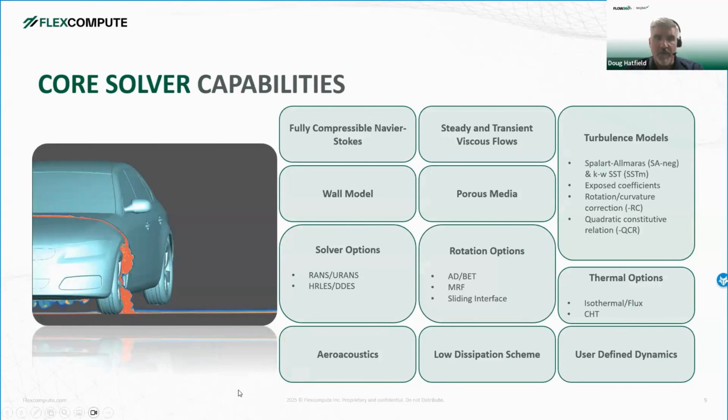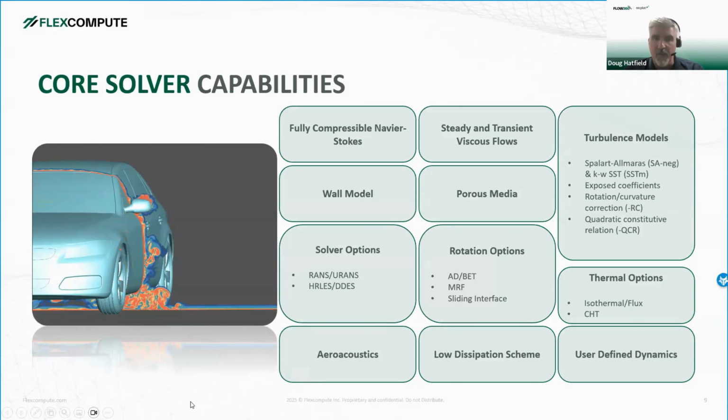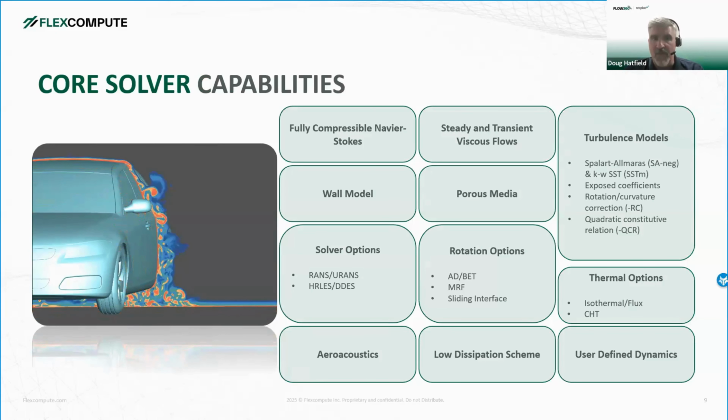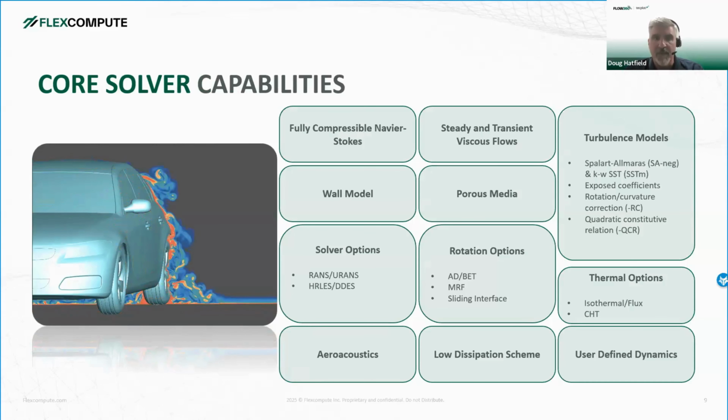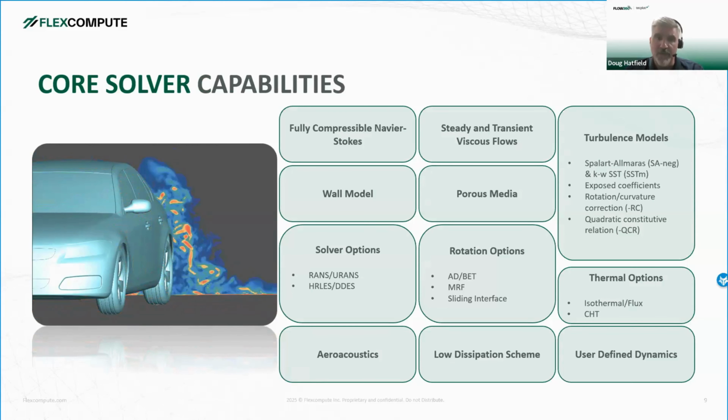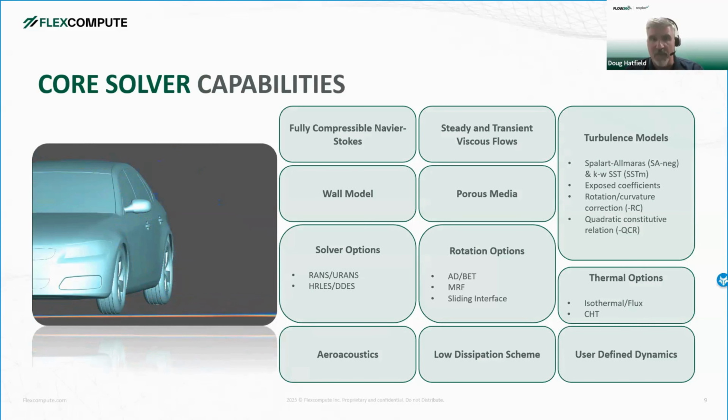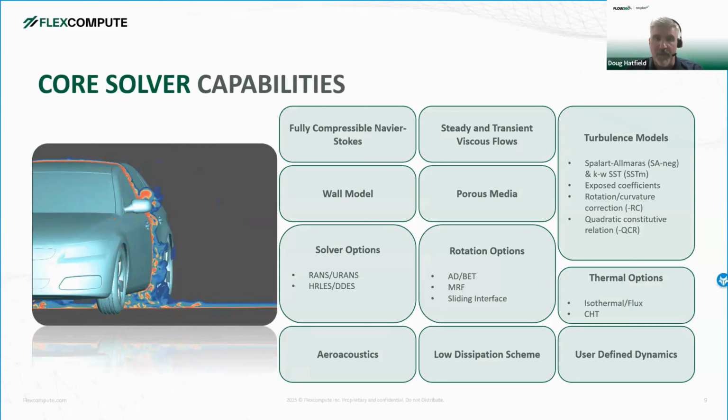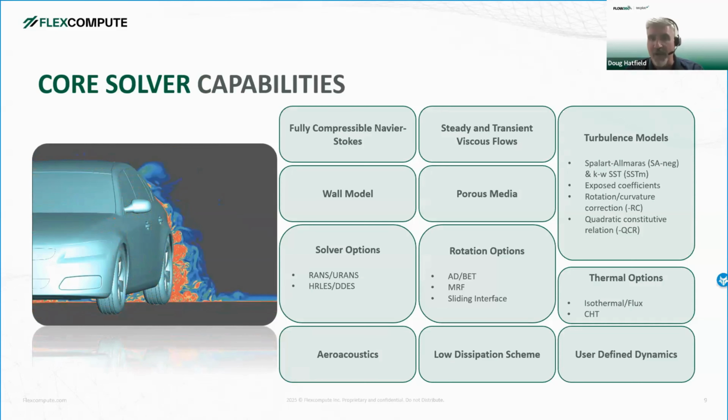The core solver is fundamentally a Navier-Stokes fully compressible solver. It has all of the key features that you need: porous media. It has different solver options, whether it's RANS or DDES or ZDES. We can solve aeroacoustics because we have a low dissipation scheme. We have thermal capability in the solver. We have the ability to handle certain types of rotational needs for both the automotive and aerospace industry, whether that's MRF or sliding interface.